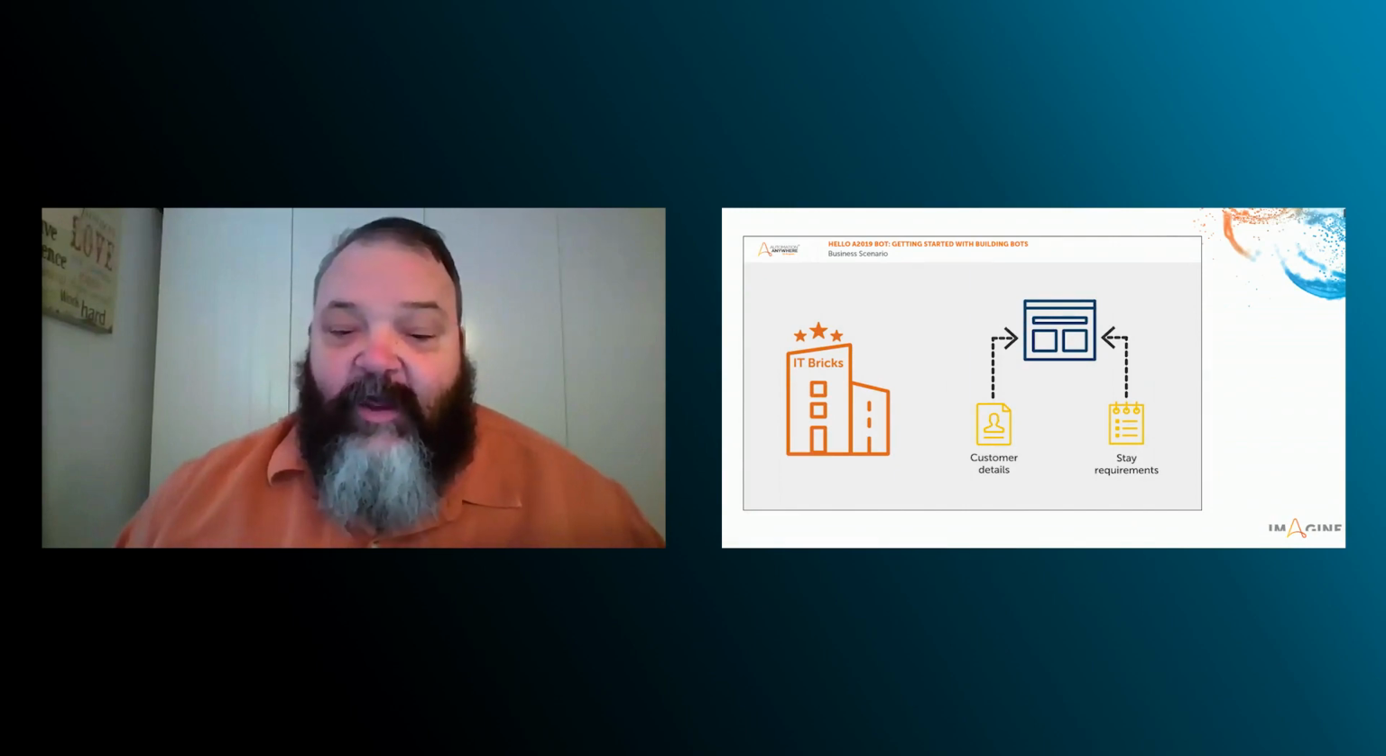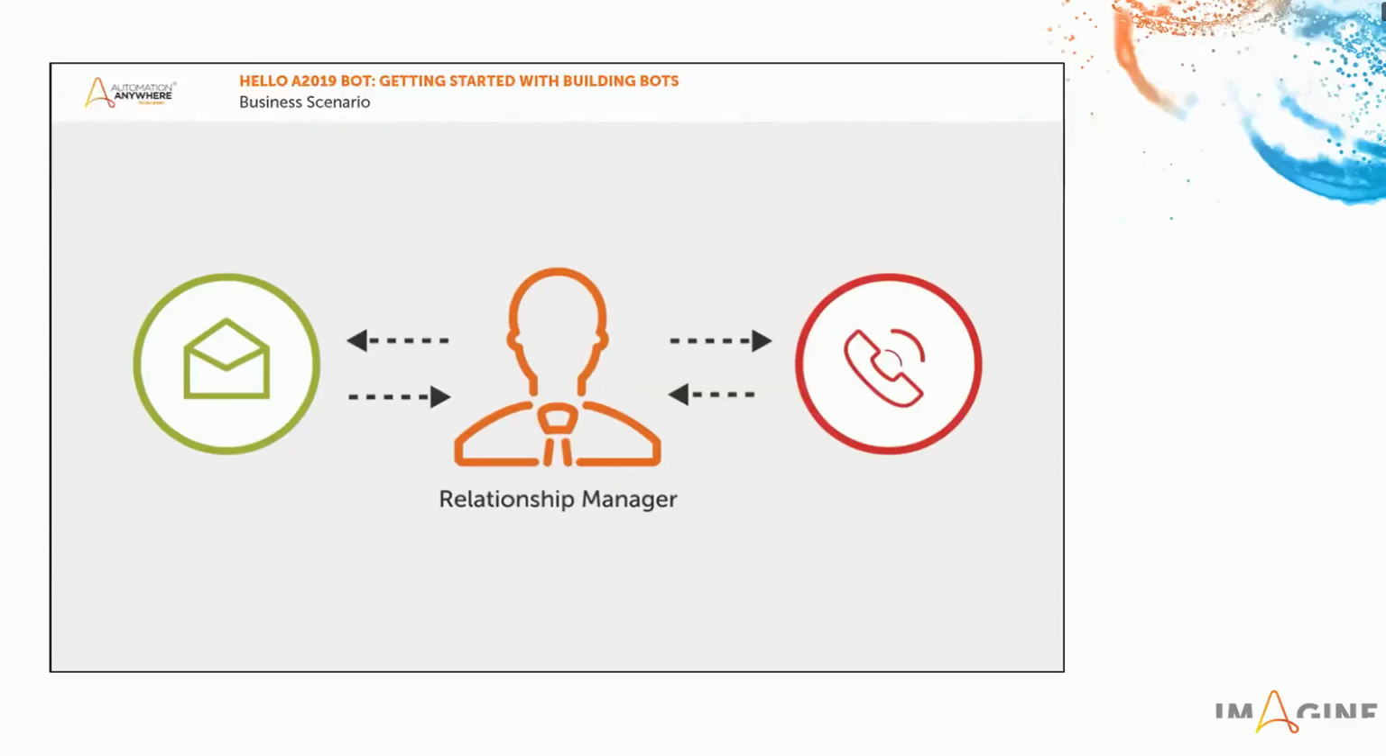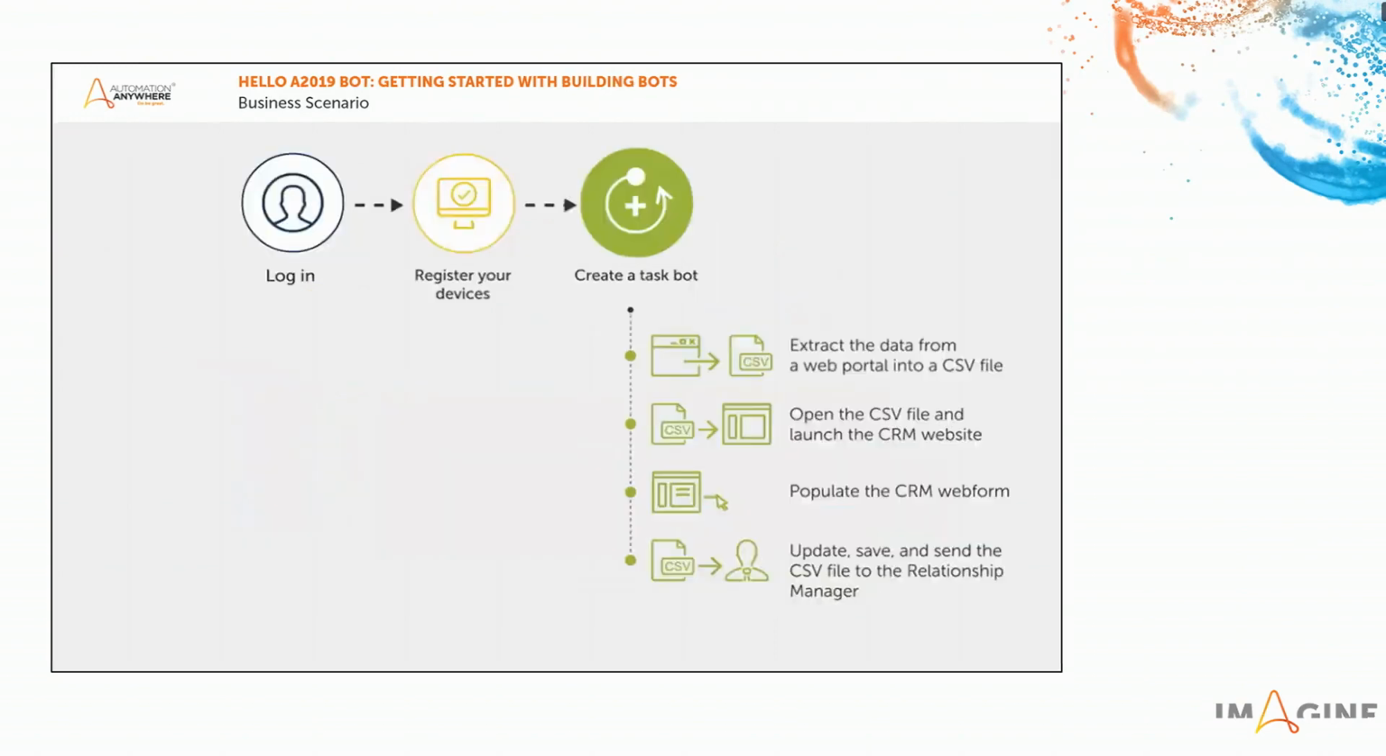stay requirements. In their current process, the relationship manager helps to fill out that profile through emails and phone calls with their customers. It requires a bit of effort on his part to get all the things involved with that. And then he usually stores the contents of those conversations into a spreadsheet. Then that spreadsheet is used to copy and paste information into a customer relationship management application. This can be a time-consuming and manual process.